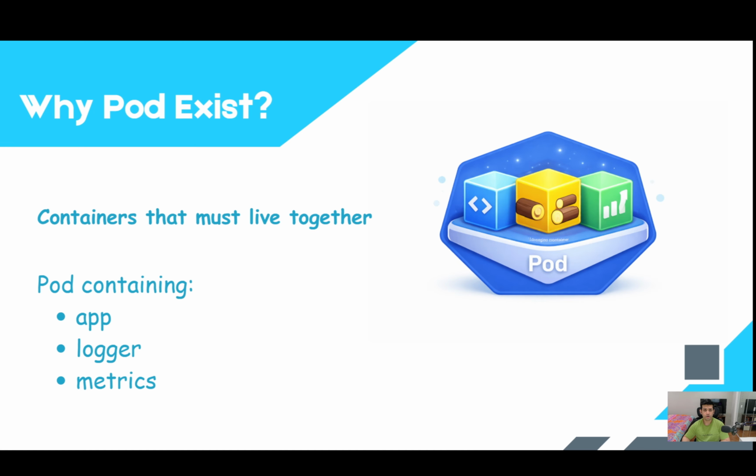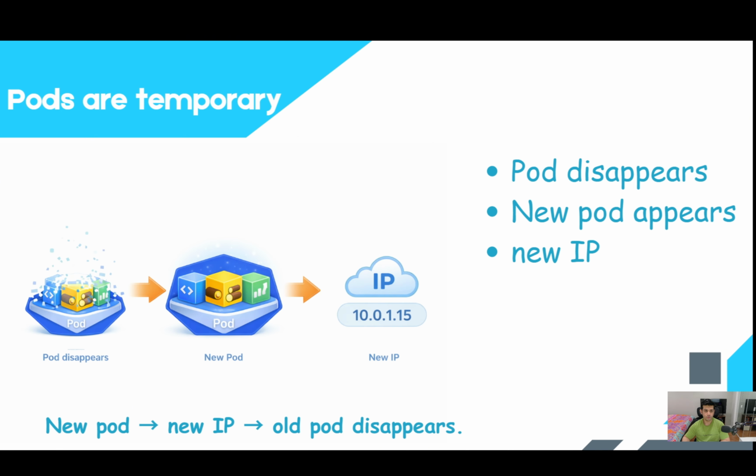Now here is an important rule everyone must know. Pods are temporary. If a pod crashes, Kubernetes does not restart the same pod. Instead, Kubernetes creates a new pod. So, new pod, new IP, and the old pod disappears. That's why you should never rely on a pod's IP address directly. This is also why services exist, which we will cover in the next video.